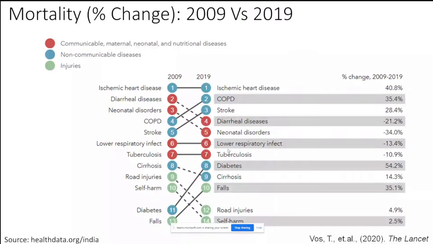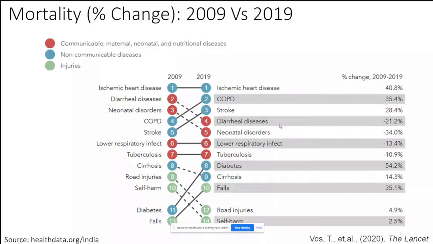many causes of mortality actually changed their places. And I think post-COVID, it will change even more. This is the 2020 data. I don't have 2021 or 2022 data, but this is the 2020 data. It looks like diseases are changing their places.